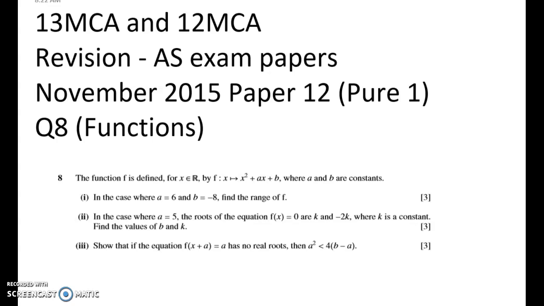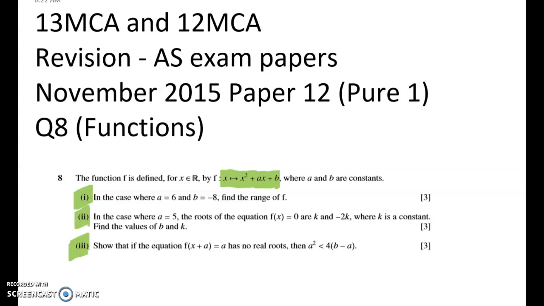Here's another question from the November 2015 AS paper. This is Pure 1, and this question is a really nice one with some function stuff in it. So it's got three parts to it. We're given a function, and the function is a pretty general quadratic, and a and b are constants. And in the three parts of the question, what we assume about a and b changes.